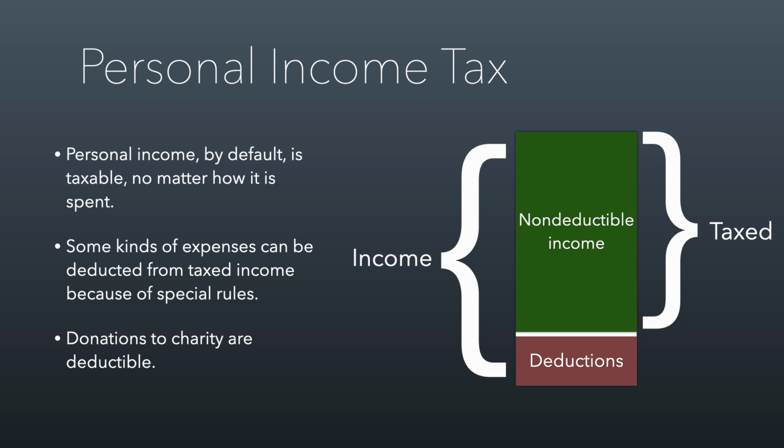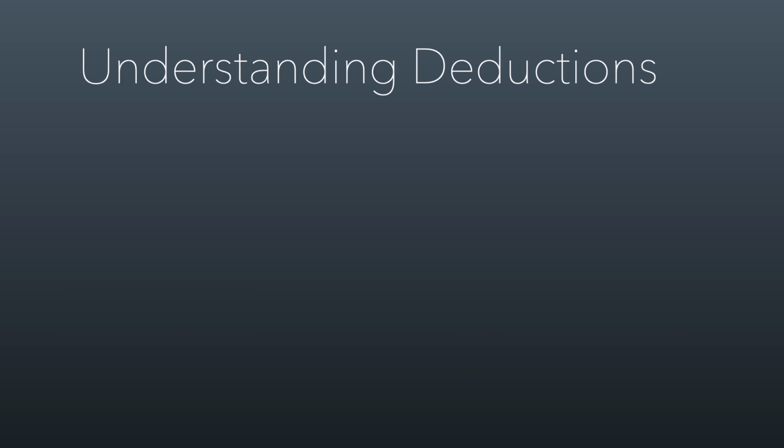And so personal income by default is taxable. Some kinds of expenses can be deducted, and donations to charity are included in those things that are considered deductible. And so let's talk about how deductions have an impact on the true cost of things. Because in any given year, on any given day, you can spend your money on stuff that's deductible from your taxes, or you can spend money on stuff that isn't. The majority of stuff we spend our money on is not deductible.